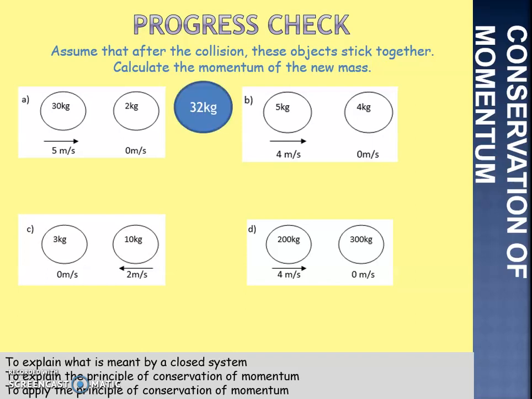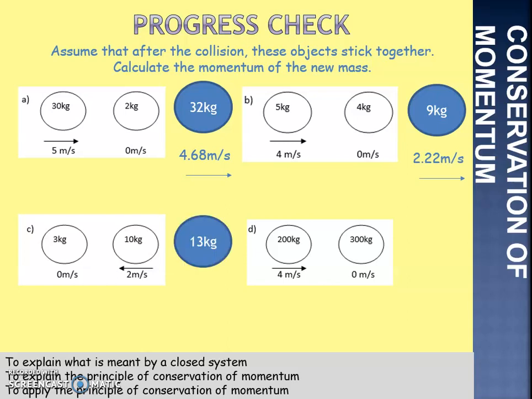Okay. The object would then weigh 32 kilograms for A, and it would have a speed of 4.68 meters per second to the right. For B, the new object would be 9 kilograms and have a speed of 2.22 meters per second, also to the right. For C, it would weigh 13 kilograms and have a speed of 1.53 meters per second to the left. And for D, 200 kilograms times 4 would give us 500 kilograms when it's joined together as the mass, and it would be 1.6 meters per second to the right.